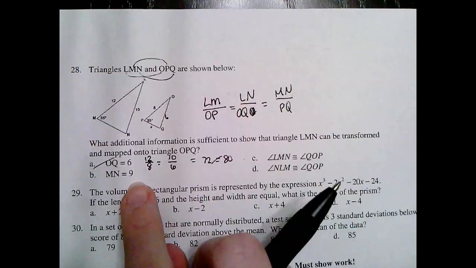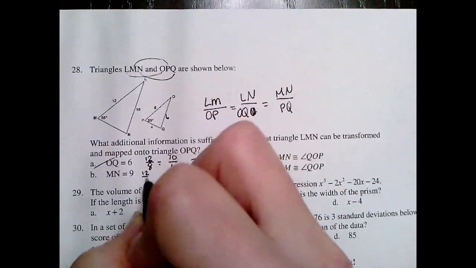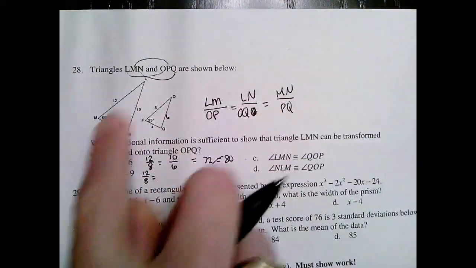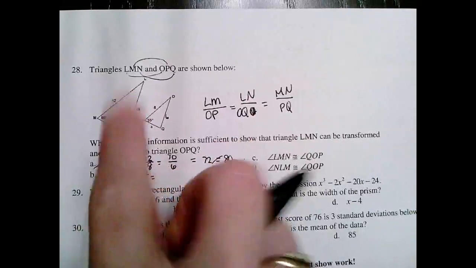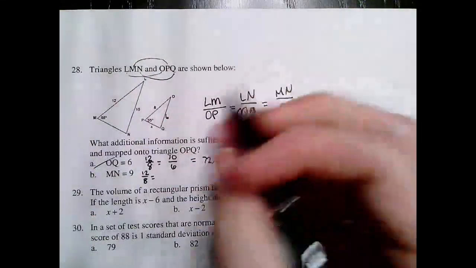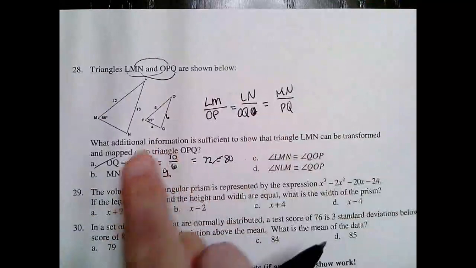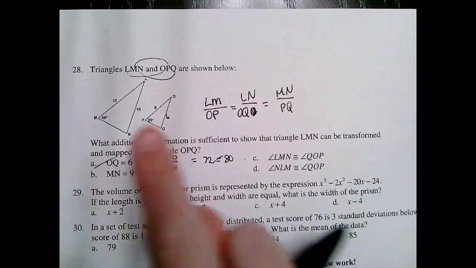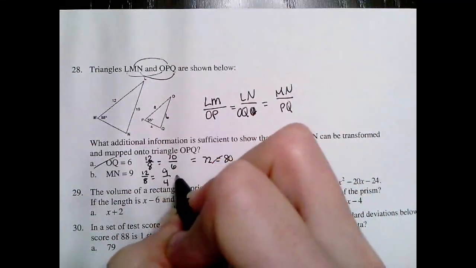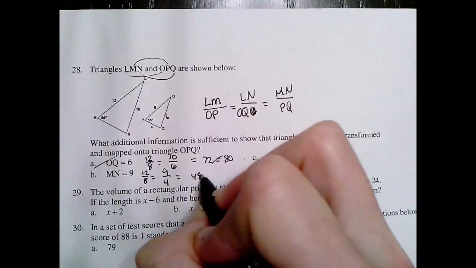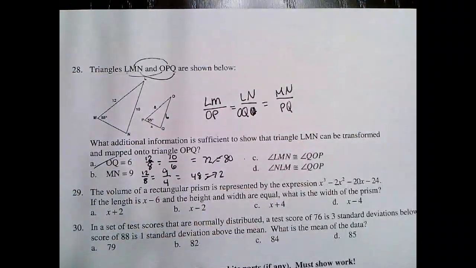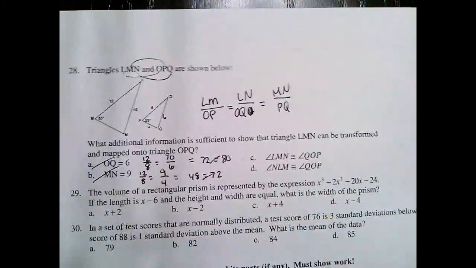MN equals 9, so we can do the same thing. 12 over 8 is equal to, if I use 12 from the triangle, I got to use 9 for MN. They're trying to say 9, so make sure that you're using the correct triangle sides. Over PQ they give us is 4. So again, cross multiply. 48 equals 72. No, it doesn't, so it's not B.